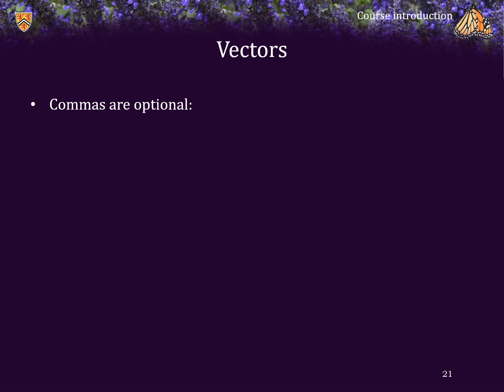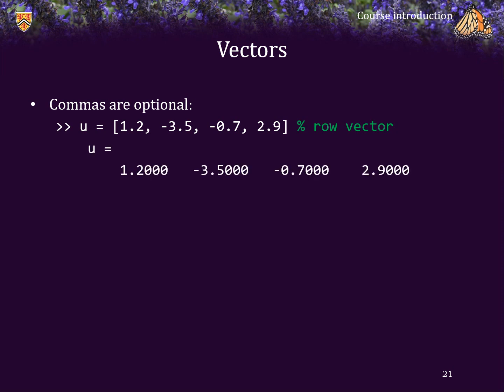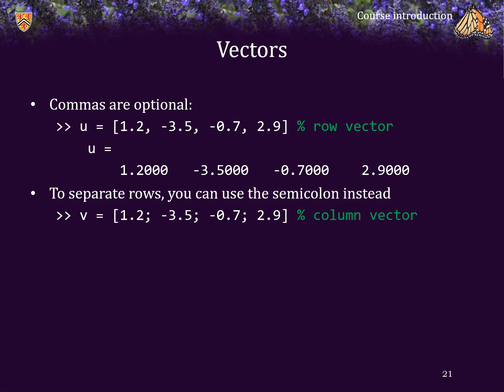When defining a vector, commas are actually optional, so you could include them if you wanted to. So we get exactly the same result as before. If you wanted to separate rows, you could also use the semicolon instead. So here we have a column vector with 4 entries, and each entry on a separate row is separated by a semicolon. This is a little bit more awkward to type. The only issue is that if you have a complex vector, you have to look at using the transpose and not the default conjugate transpose. But that will be a topic for later. So here, again, we get exactly what we were expecting.